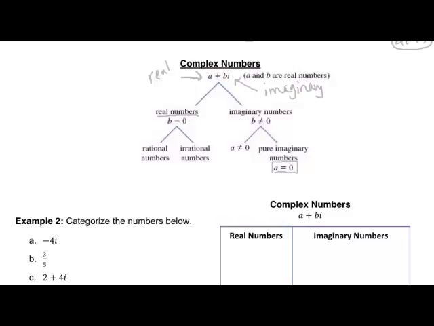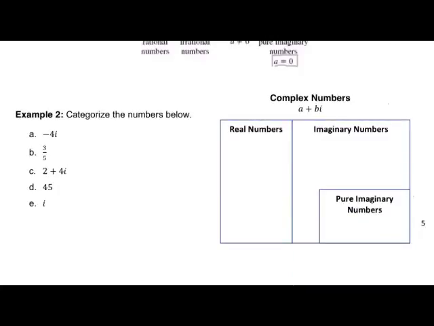So we're going to look at how to categorize imaginary numbers in this next example. So example 2 says to categorize the numbers below. So part A, we have -4i. Now notice we don't have a real number in front of the imaginary part of that number. So that means that this is a pure imaginary number. So -4i goes in our pure imaginary numbers. Part B is 3/5. We know that this is a fraction. There's no i or no imaginary part to it, so we know that that's going to be a real number. Example C is 2 plus 4i. So we know that we have a real part, which is our 2. And we also have an imaginary part, 4i.